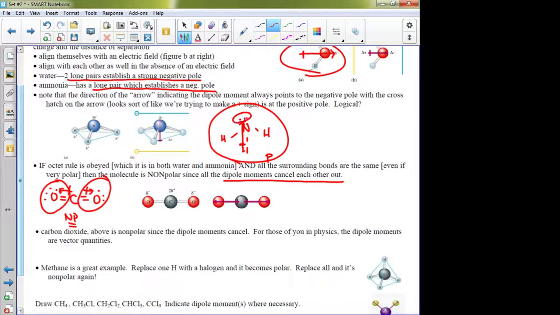Here, this lone pair of electrons and these two lone pairs of electrons on oxygen are keeping the charge from being distributed evenly. It's giving me a really strong pole and weak poles. Thank you. No problem.